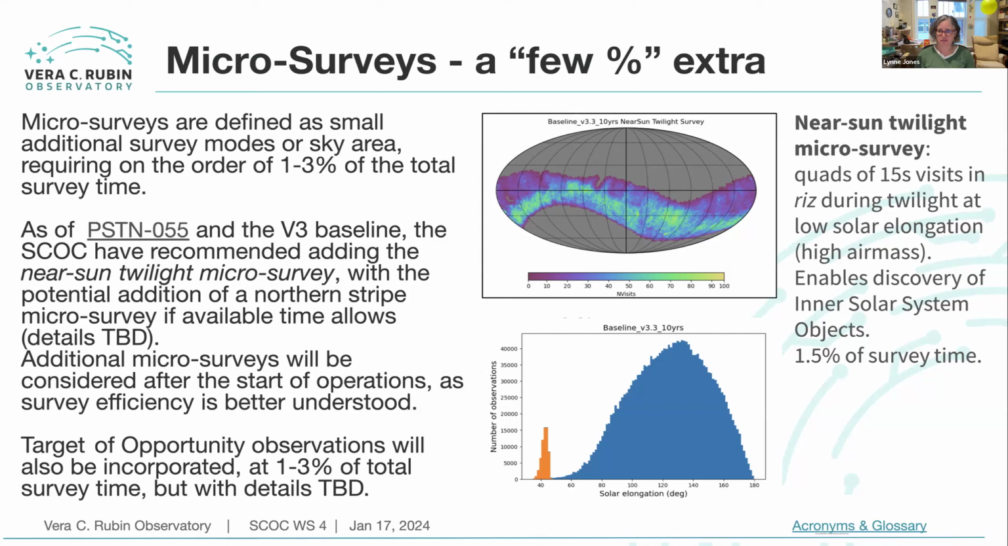The near sun twilight microsurvey covers basically the ecliptic plane at low solar elongation, which translates to high air mass, and this enables discovery of inner solar system objects. This is taking about 1.5% of the total survey time in the current simulations, and it's very focused in twilight time.